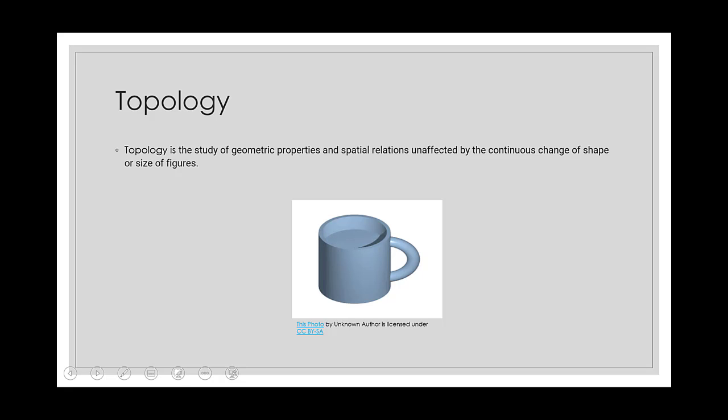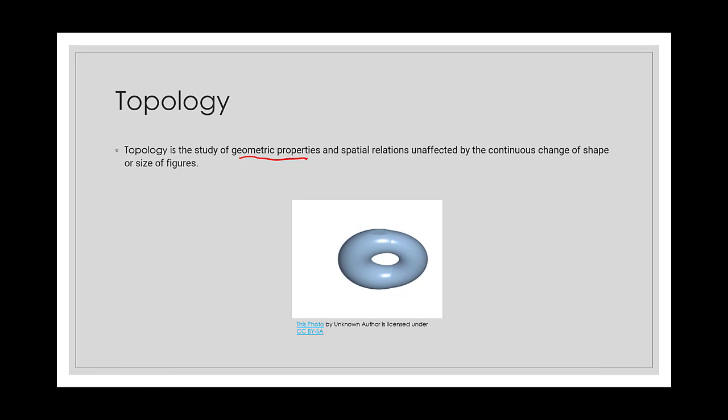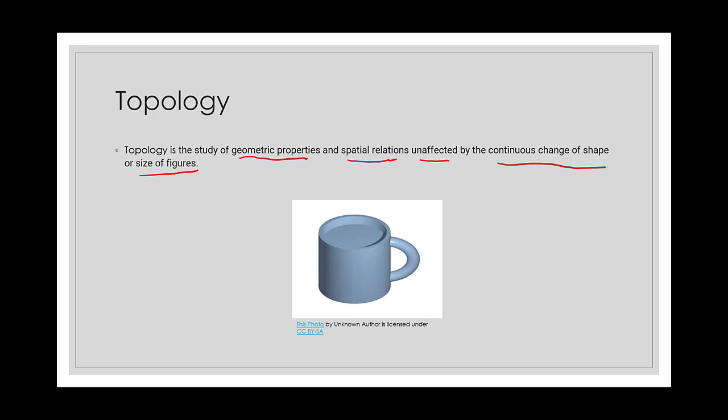All right, so topology is the study of geometric properties and spatial relations unaffected by continuous change of shape or size of figures. So a classic topology joke is that a topologist cannot tell the difference between a coffee cup and a donut. And the reason for that is topologists are trying to see whether objects are equivalent to each other by taking one and morphing it into the other. So here, if you look at the GIF, what's happening here is we're taking a coffee cup and we are changing or morphing it into a donut.